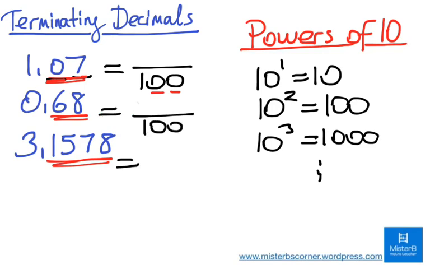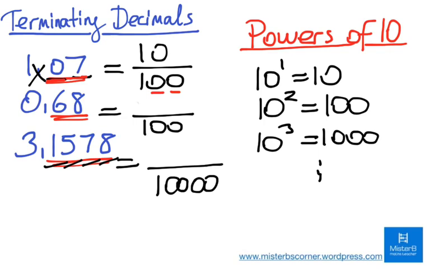For this one, it's going to be 1, 2, 3, 4 digits. So I'm going to write 1, 2, 3, 4 zeros. Now, what am I going to write at the top of the fraction? Well, I'm going to disregard the decimal point here. So I'm going to write 107. And I'm going to write 68. I'm going to write 31578. So this way I will be converting the decimals to fractions.